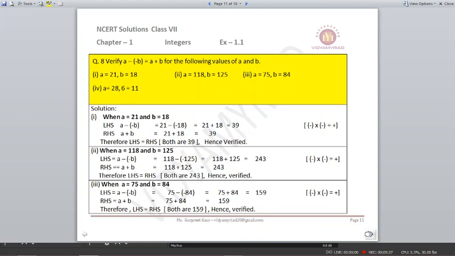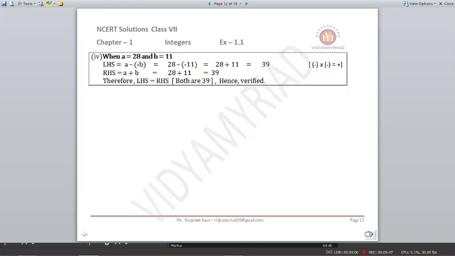What is minus of minus? Minus of minus is plus. So 21 plus 18 gives you 39. So 39 is the left hand side, and the right hand side is also 39. Both the answers are the same, and hence we can say it is verified, it is true. We will do the same with the second, third and fourth parts, and everywhere we will find our answer is coming the same, and LHS is equal to RHS.